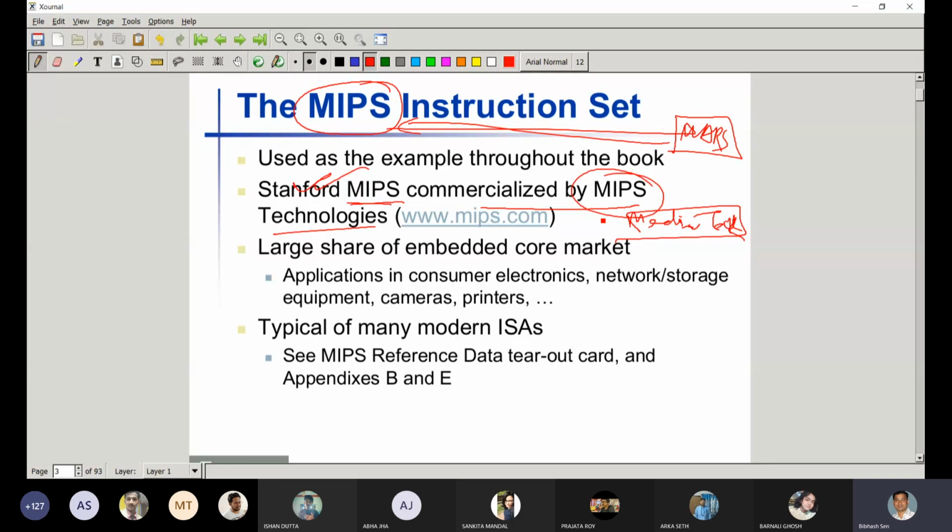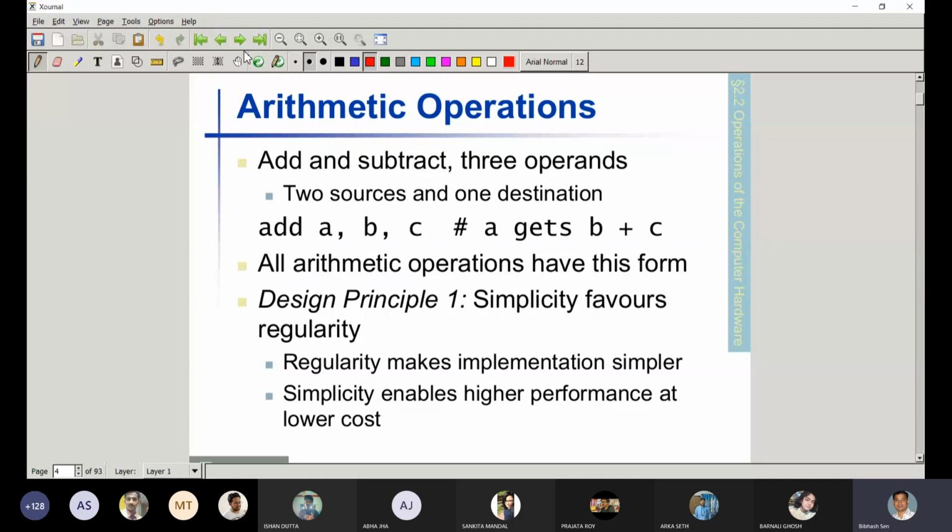MIPS has a large share of the embedded core market, and many modern ISAs simply use MIPS as a reference. In MIPS, arithmetic instructions like add and subtract have three operands. Three operands means I am following the three address format. Suppose you write the instruction add A, B, C. That means A is the destination and B and C are the sources, and the result should be stored into A. So this type of instruction uses three operands. It is a three address mode.